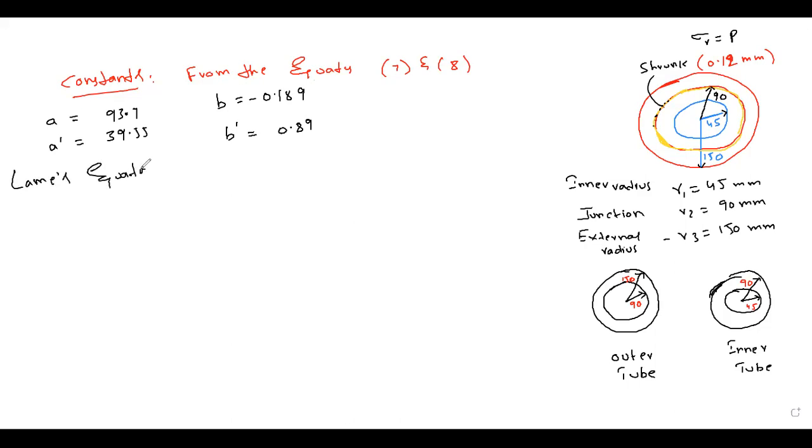Lami's equations, so substitute these values. How many Lami's equations do we have? Two. So one is for the inner tube, and the next one is for the outer tube. So now for the inner tube, sigma r is equal to b by r square plus a.